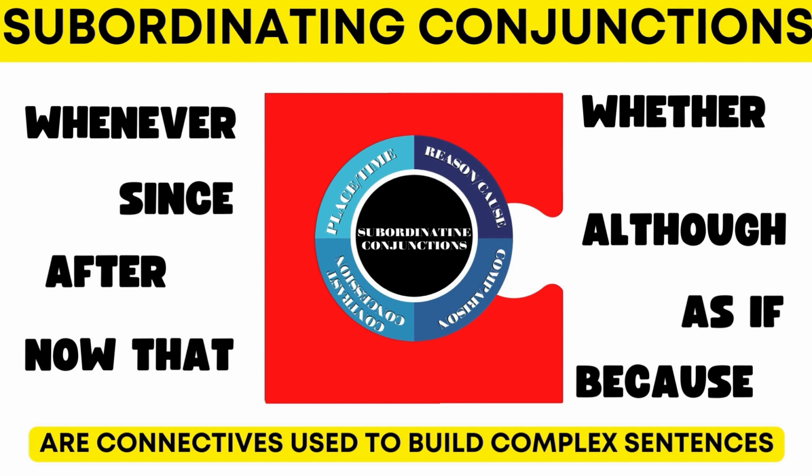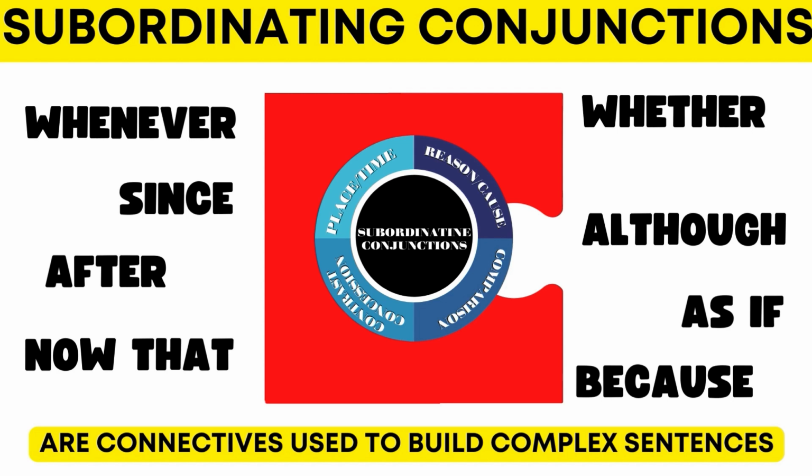Now, on the other hand, if we want to build a complex sentence, we're going to need to use what we call subordinating conjunctions. We are looking at things that tell place and time, reasons or cause.